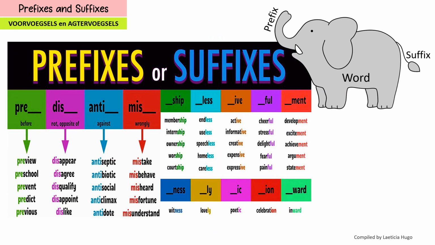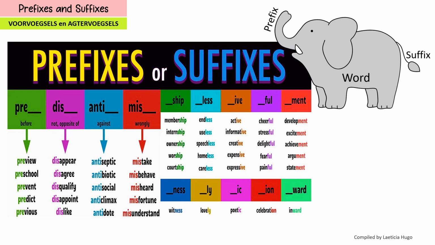So let's have a look at prefixes and suffixes. Before we do that, you will see there's an elephant on your screen. So the body of the elephant is the word. The trunk of the elephant is the prefix, and the tail of the elephant is the suffix. So we can give a prefix to a word, or we can give a suffix to a word, or we can give both to a word. So some words only have a prefix, some words only have a suffix, and then we also get words that have both a prefix and a suffix.